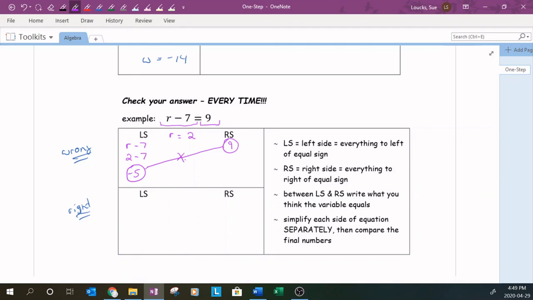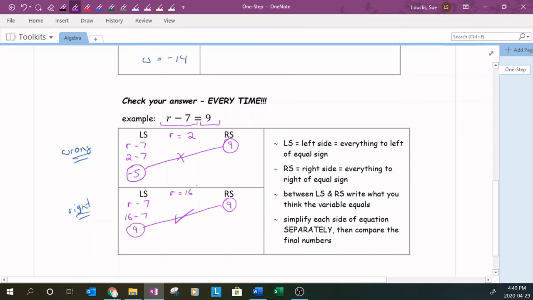This time I'm going to say r equals 16. So my left side is r minus 7, which is 16 minus 7, which is 9. I'm going to circle that. On the right side, I have 9, and I'll circle that because I can't make that any simpler. Draw the line to say I'm now comparing these. They're the same. That's right.